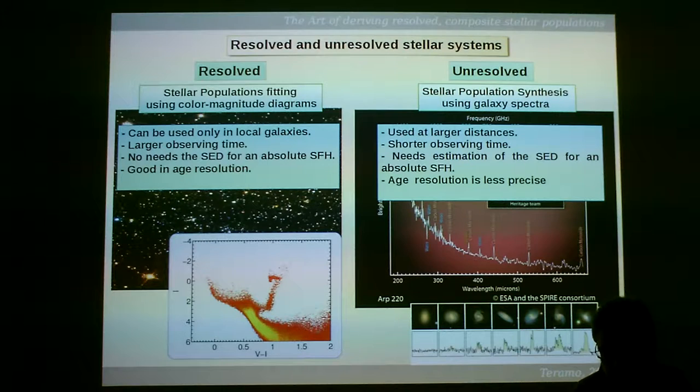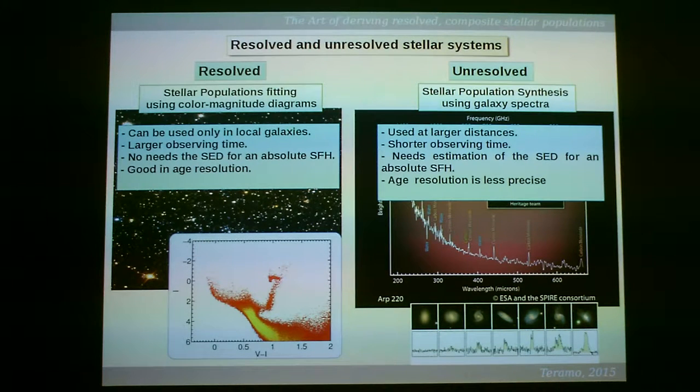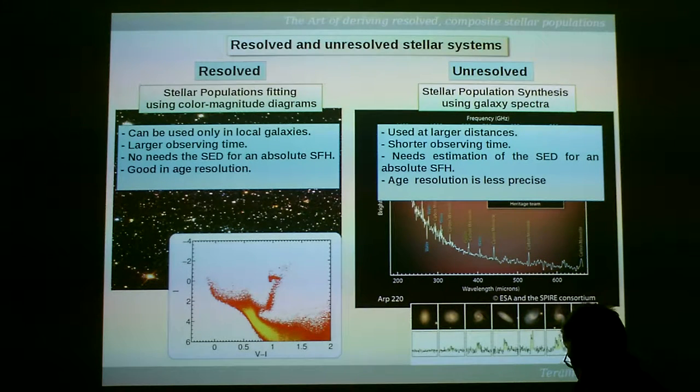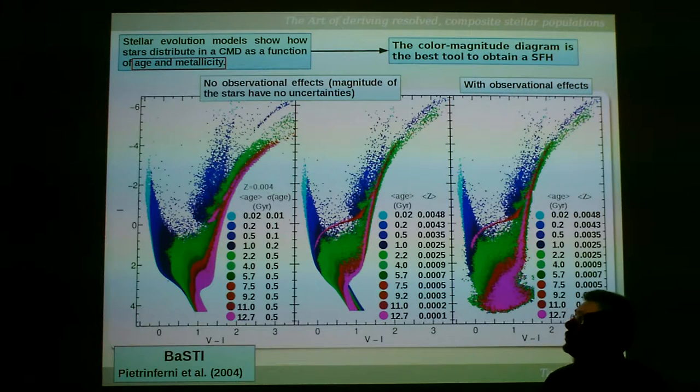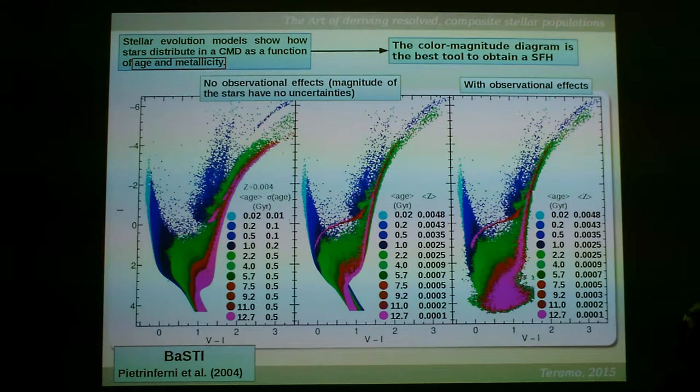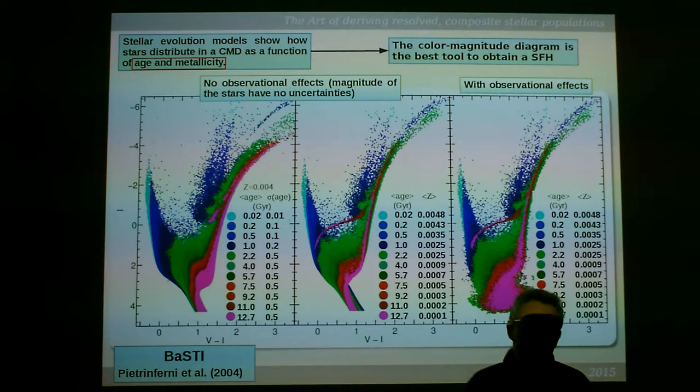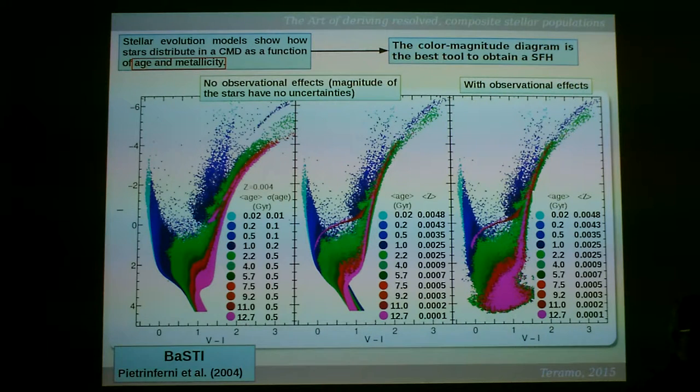In this talk, I'm going to focus on the resolved stellar population, so our object of observation is the color magnitude diagram. So why can we use a color magnitude diagram to obtain a star formation history? This is because stellar evolution models show how stars distribute in a color magnitude diagram as a function of age and metallicity, which are the main variables in the definition of a stellar population.